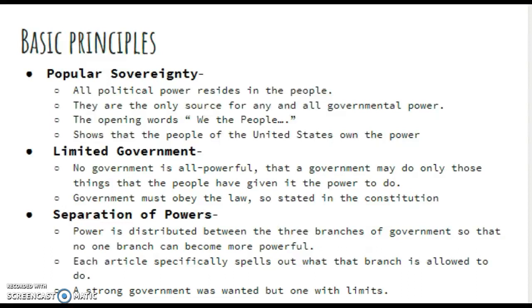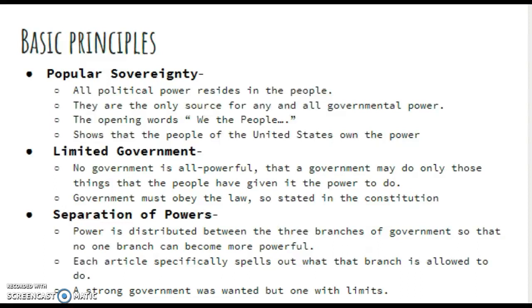Separation of powers. This is power that is distributed between the three branches of government so that no one branch can become too powerful. They are individual powers and independent powers. Each article specifically spells out what that branch is allowed to do. A strong government was wanted, but we also wanted one with limits. We didn't want it to be able to abuse its power, and that's why we put the checks and balances system in place, which we'll talk about in the next slide. So separation of powers, a little more detail.